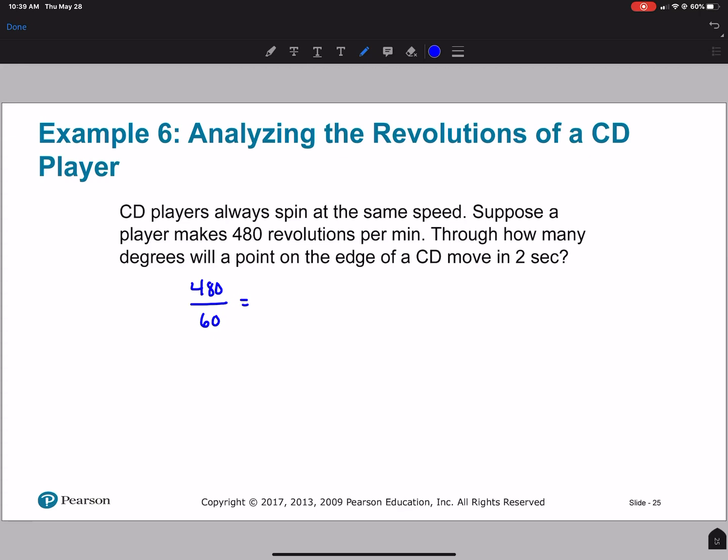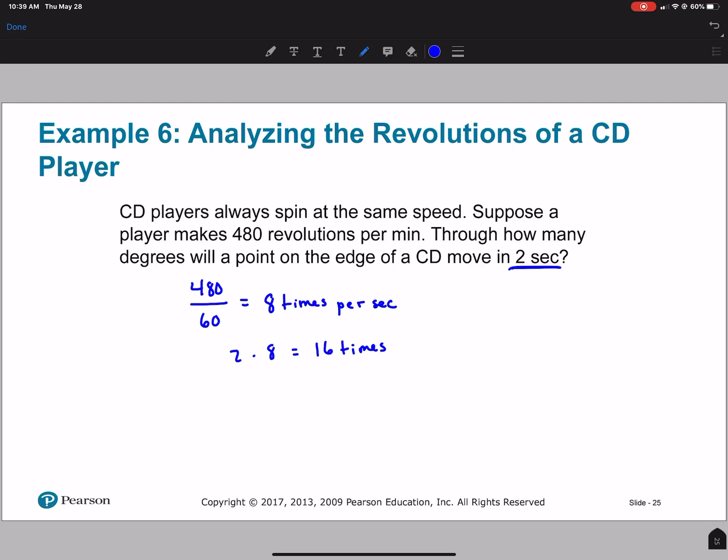It gives us 8 times per second. 8 times per second. All right? So if it's per minute, then I change it to seconds. It's 8 times per second because we're going to deal with seconds. So in 2 seconds, we have to do what? We have 2 times the 8, and that should give us 16. So it goes through 16 times.